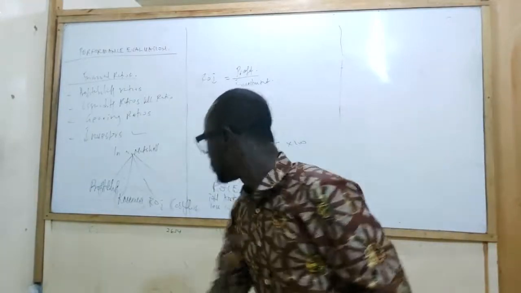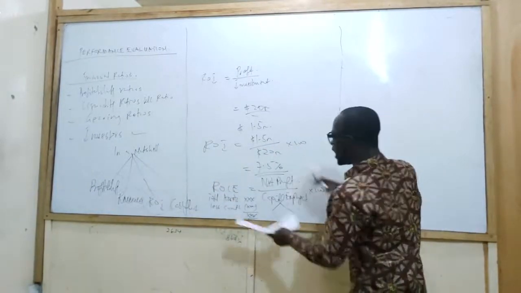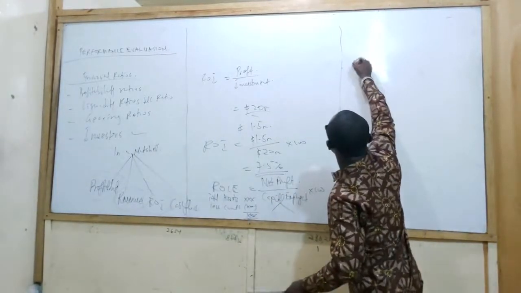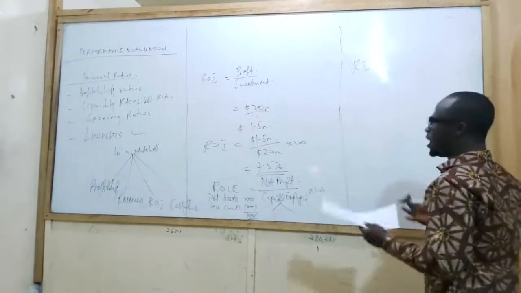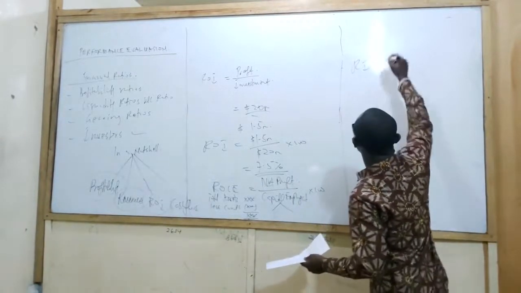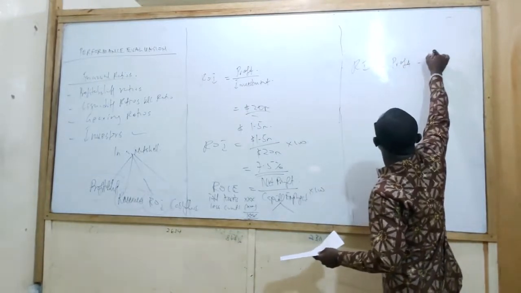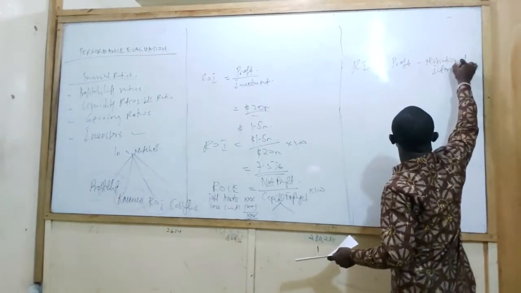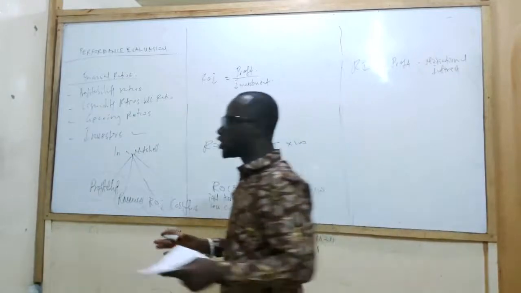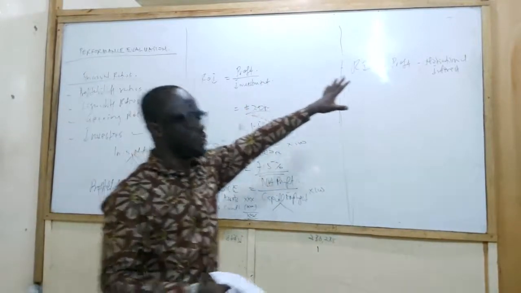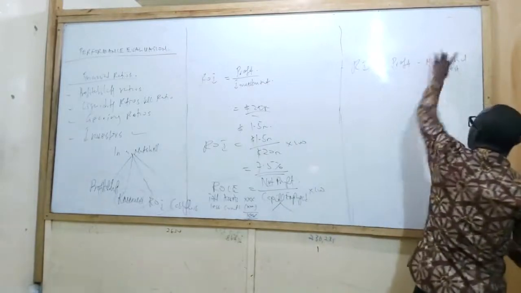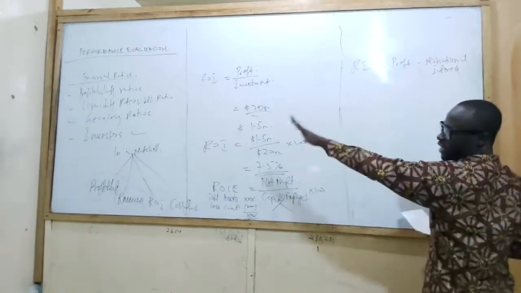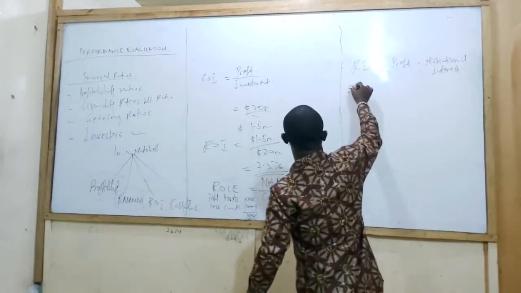Then the last of the performance measurements for divisions is residual income. What is residual income? Residual income is simply the profit minus notional interest. What is the meaning of that? Notional interest simply means the interest we have to pay to the providers of finance. So let me crunch some numbers to illustrate this for you.